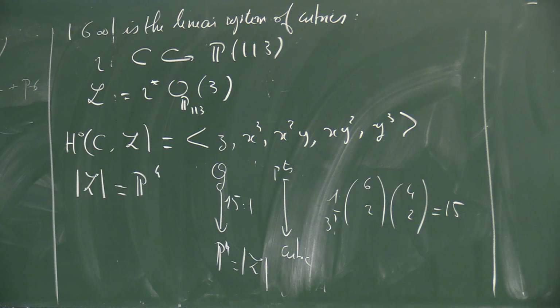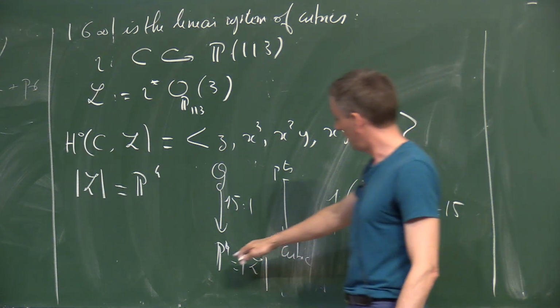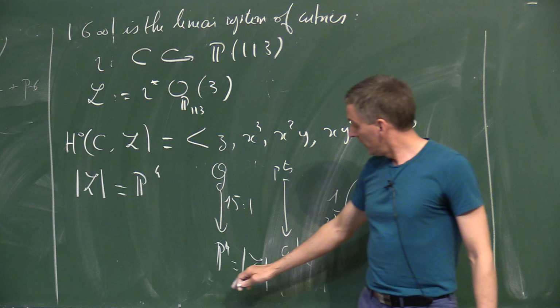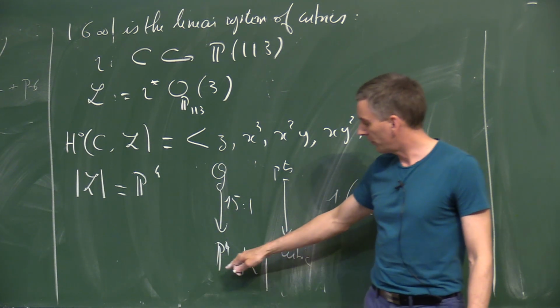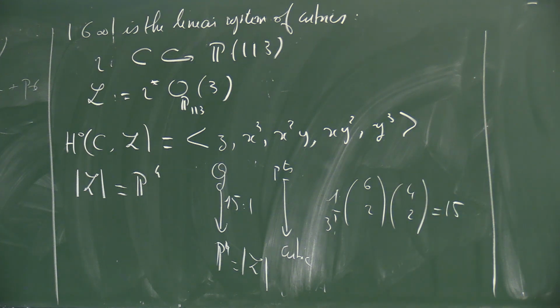Okay, I would like to explain to you the branch locus of this covering. Now, to explain, I stated the result saying that this is branched over the dual variety of the curve. Let me explain that.